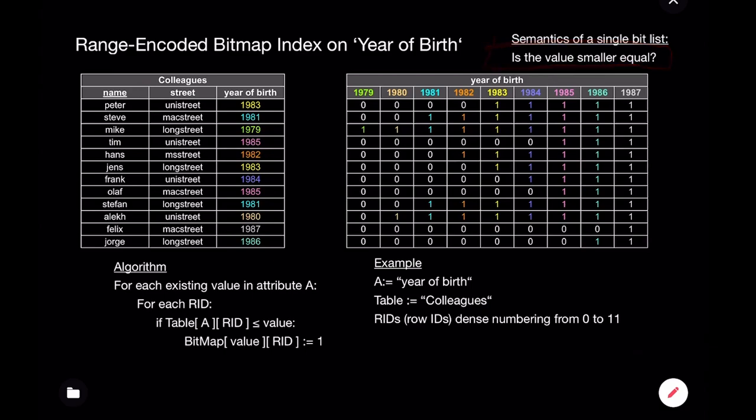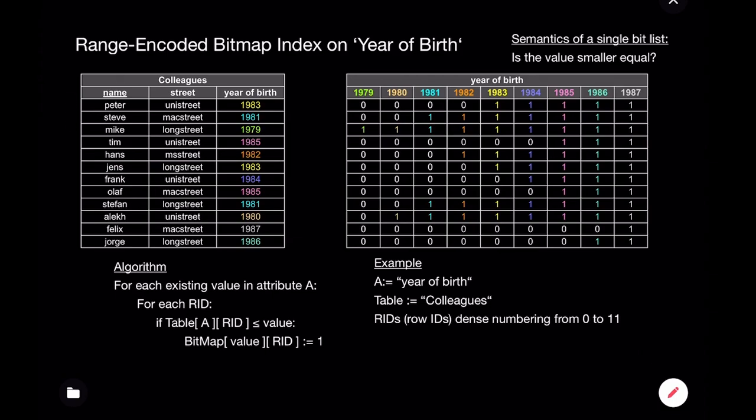So when I look at any column here in this bit list, this means when a bit is set to 1 here, the actual value in the original table is smaller equal this value, okay? It's not necessarily equal. I only know it's smaller equal the particular value. So the algorithm to create the bit list is written down here. For each existing value in the attribute, year of birth, for each row ID, which is a placeholder for the different rows, let's assume they are numbered from 0, 1, 2, and so forth, from 0 to 11 in this case.